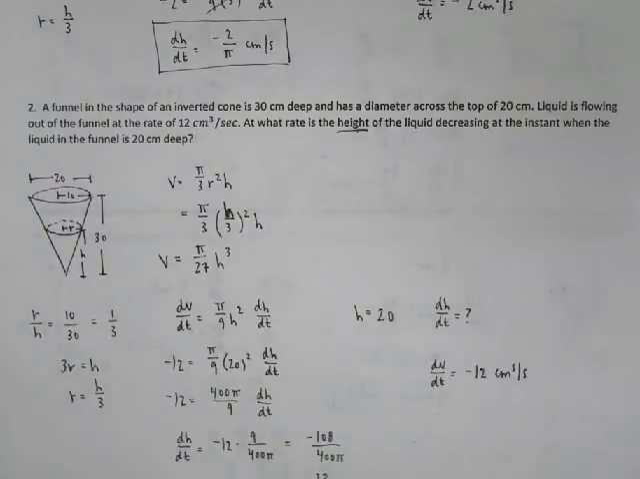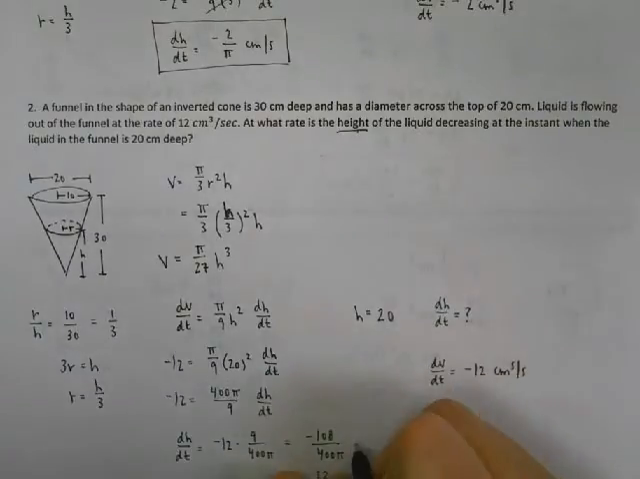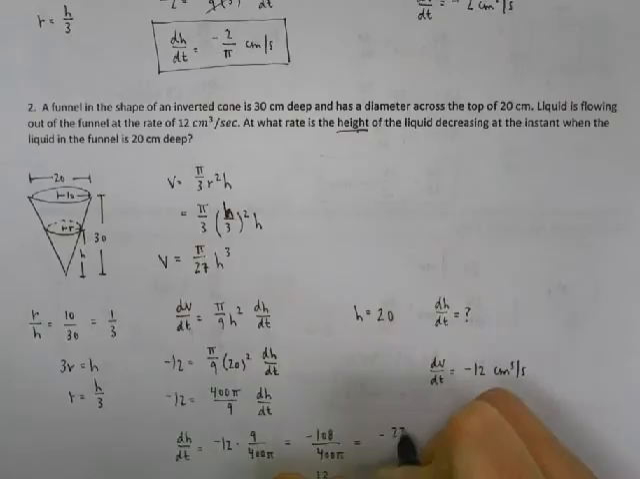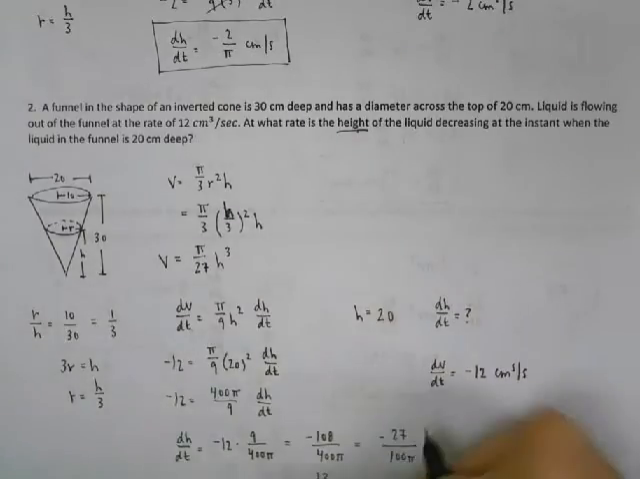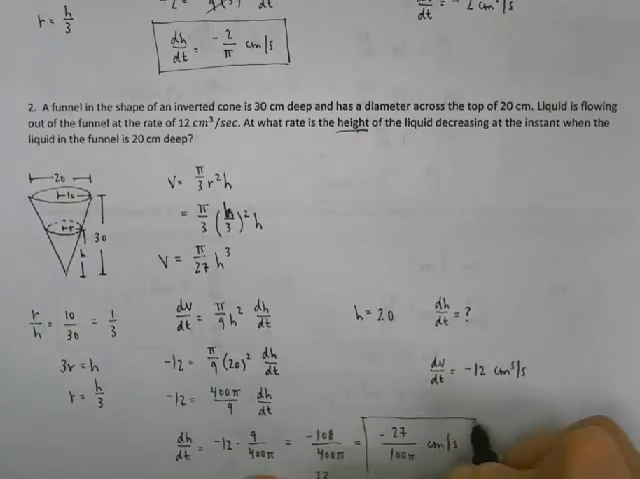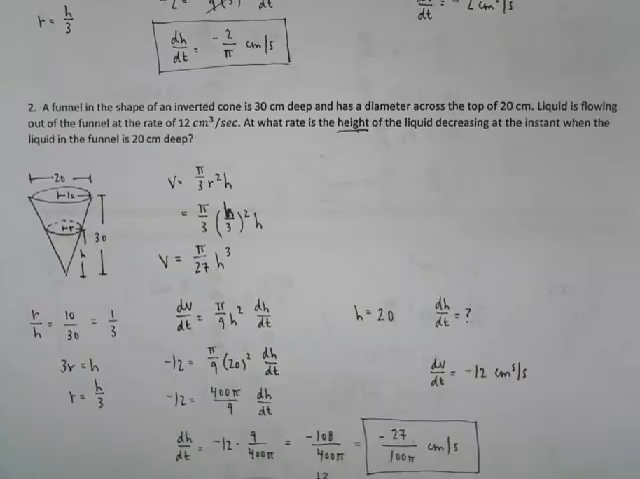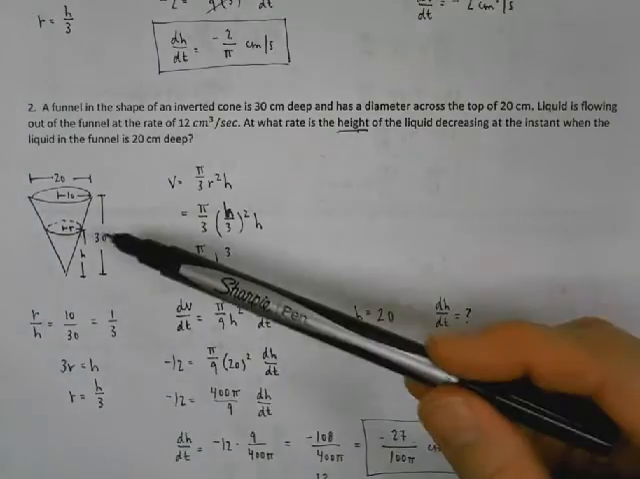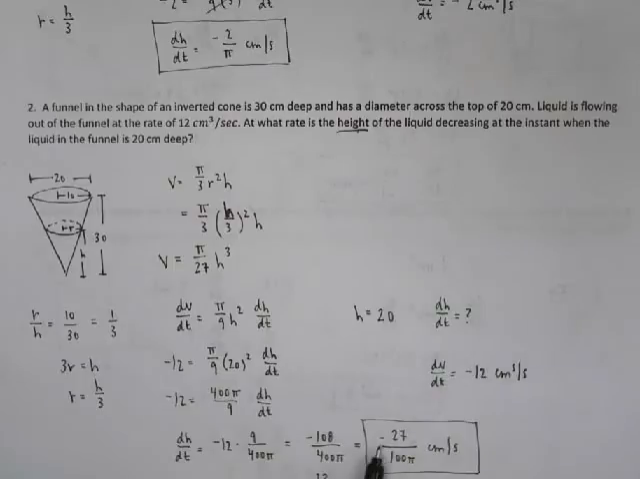Let's see if we can reduce that. It's going to come down to -27 over 100 pi, and our units are going to be centimeters per second. So that's the rate of change of the height. And again, because that liquid is flowing out of the funnel, we would expect that water level to be decreasing, and since this is negative, that matches.